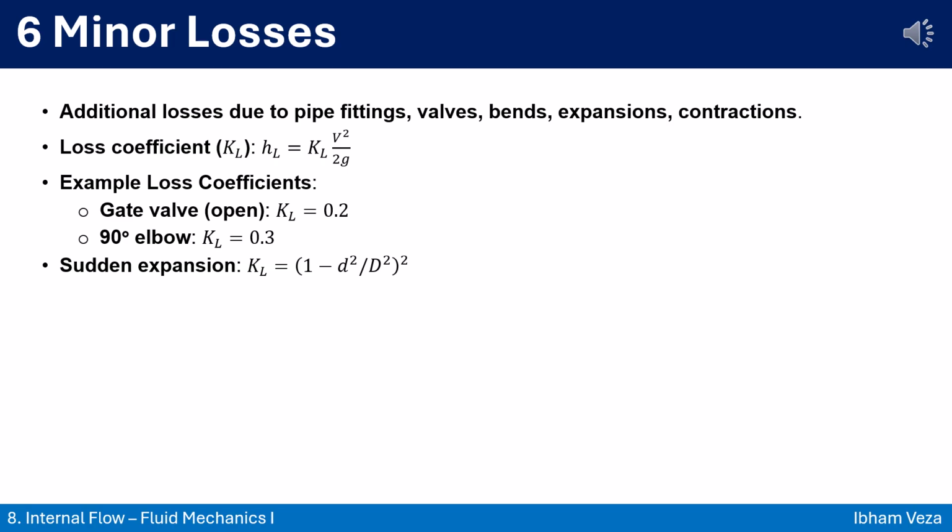Understanding and accounting for minor losses is crucial in pump selection and energy efficiency calculations. While they're called minor, their impact can quickly add up, especially in complex piping networks.